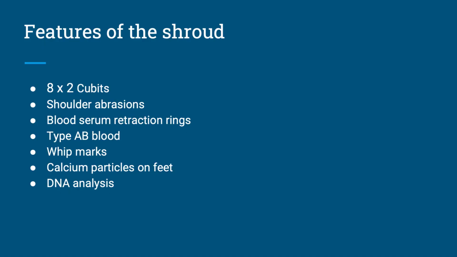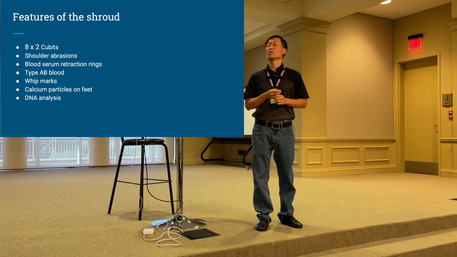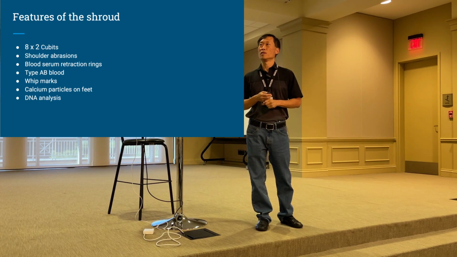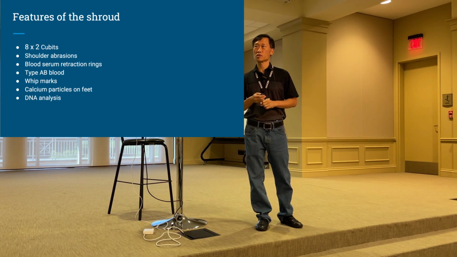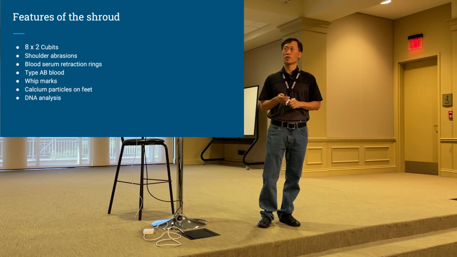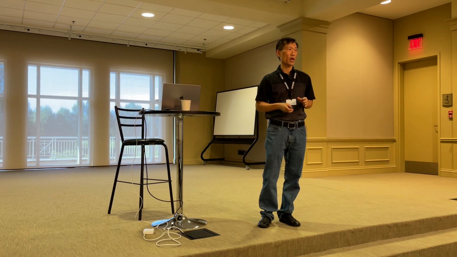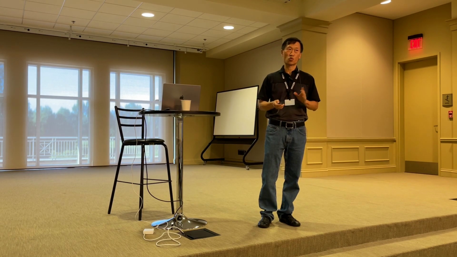The measurements of the shroud are 8 by 2 cubits, and that matches the Assyrian cubit length. There are shoulder abrasions. There are blood serum retraction rings. There is blood of type AB. In addition to the scourge marks, there are whip marks. There are calcium particles on the feet that match the Jerusalem area. And there has been a DNA analysis showing that most of the people's DNA is centered around the Middle East. So that's quickly going through what I talked about last week.